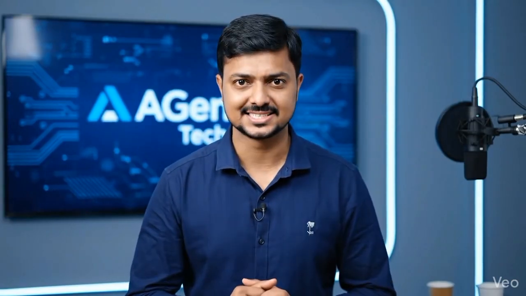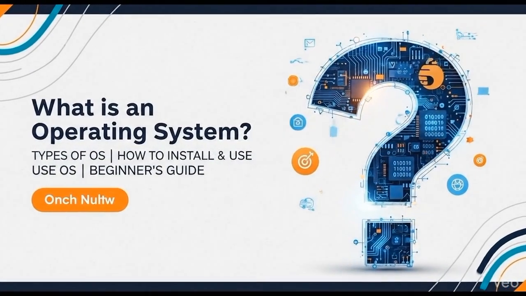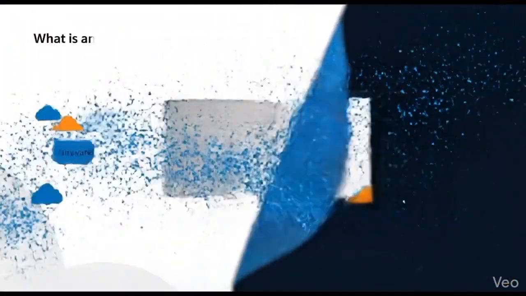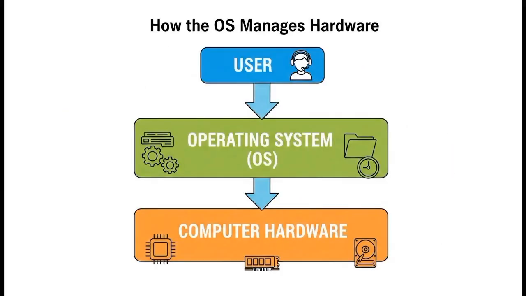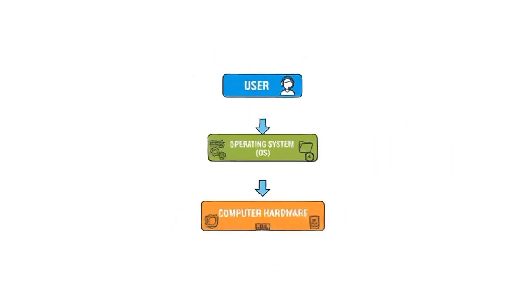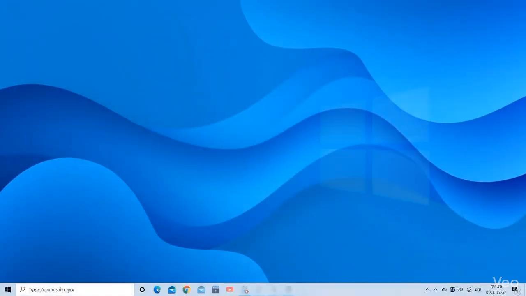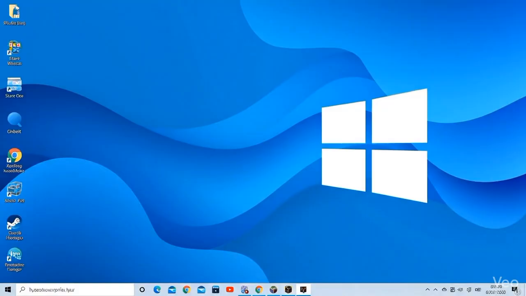What is an operating system? Types of OS. How to install and use OS. Beginner's Guide. An operating system, or OS, is the main software that controls your computer. It acts like a boss between the user and the hardware.